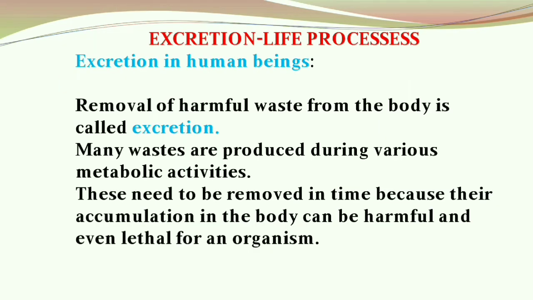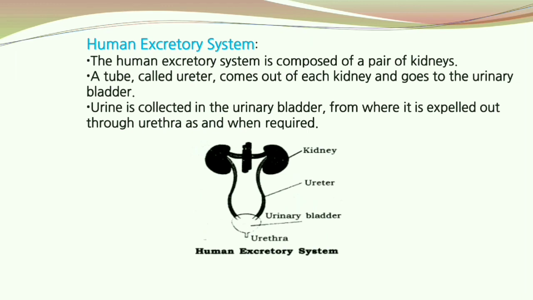To sum up, excretion is the removal of harmful waste in the body. This needs to be removed in time because accumulation can be harmful and even lethal. Coming to the human excretory system, it is composed of a pair of kidneys, a ureter which comes out of each kidney, and the ureter enters into the urinary bladder. Urine is collected in the bladder and released or expelled out through the urethra.